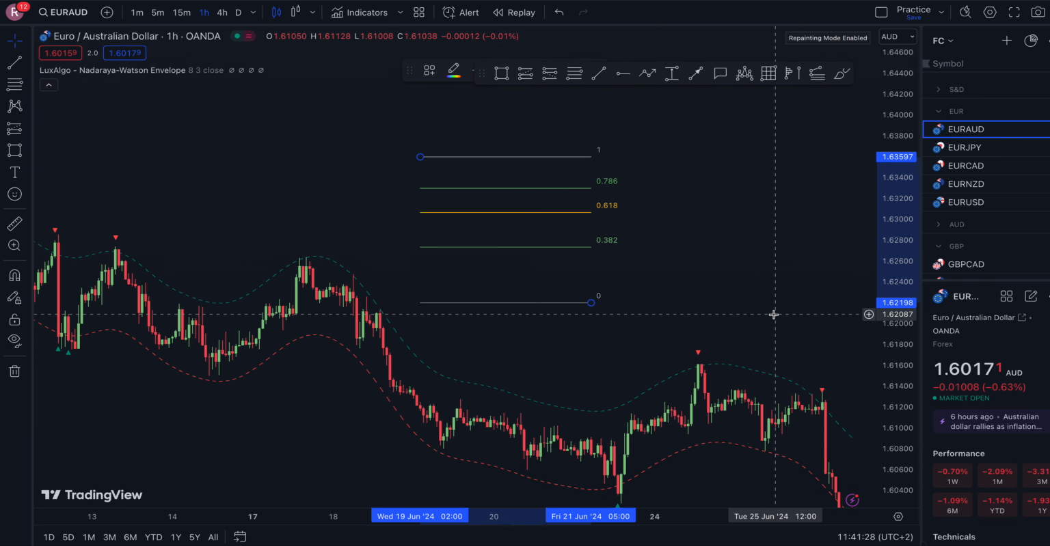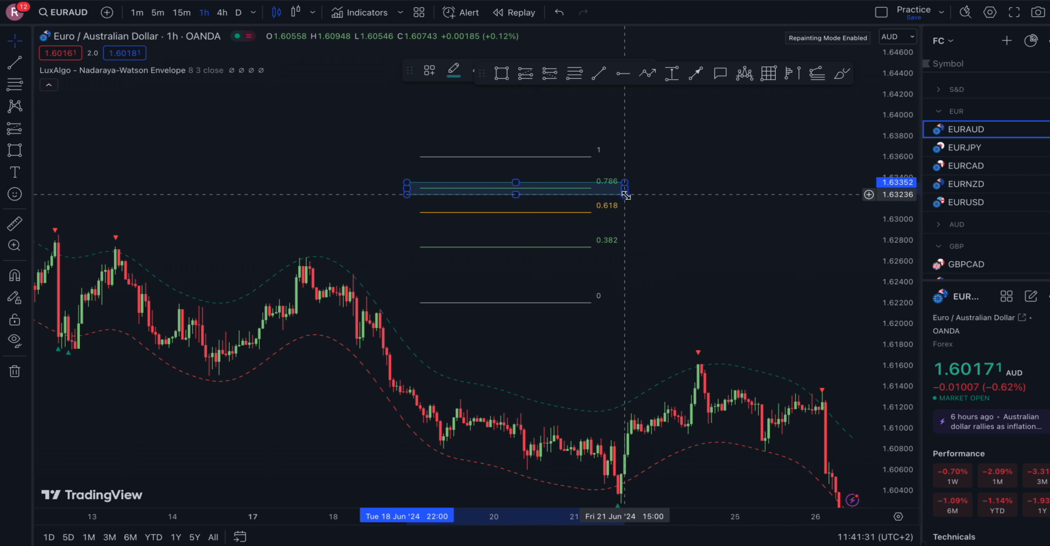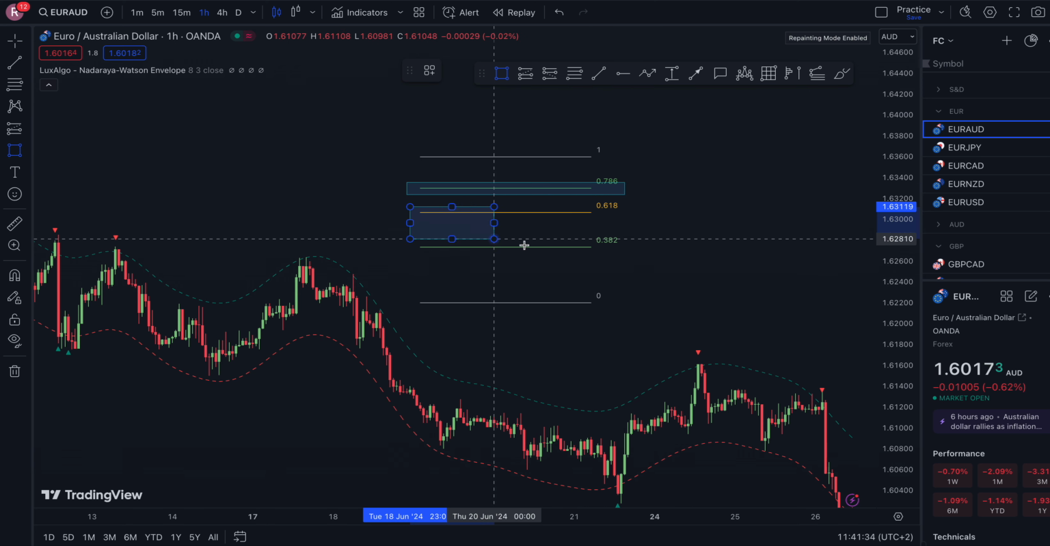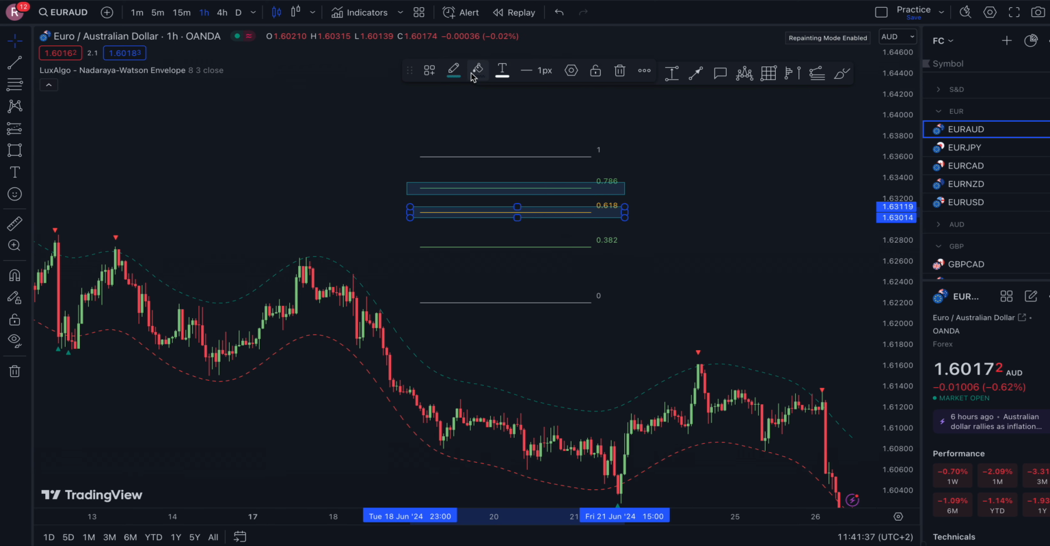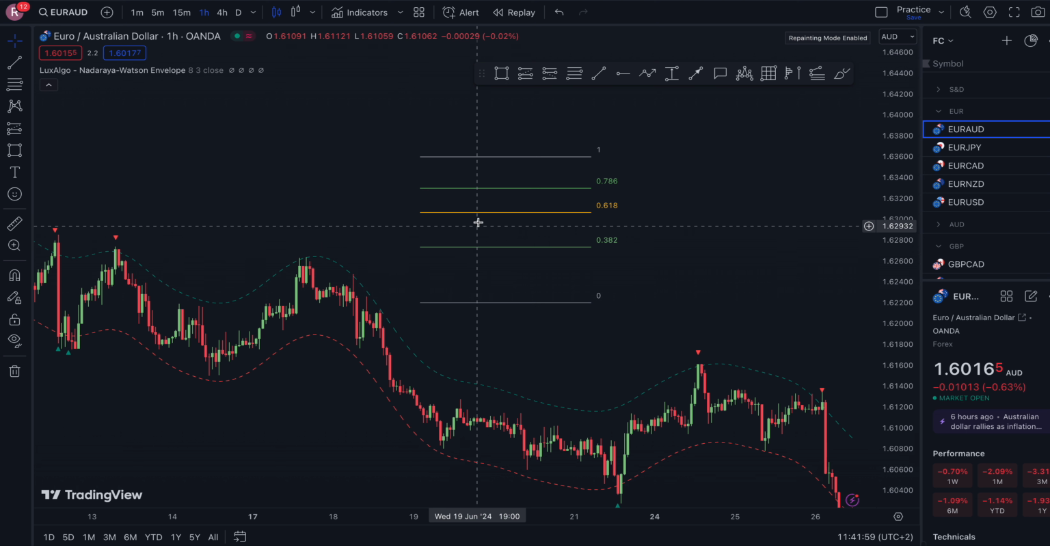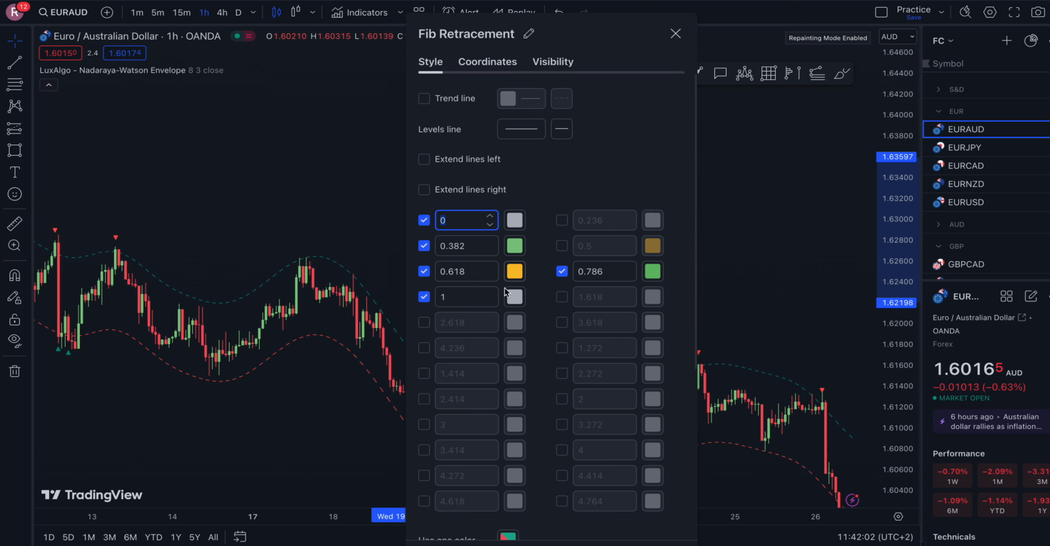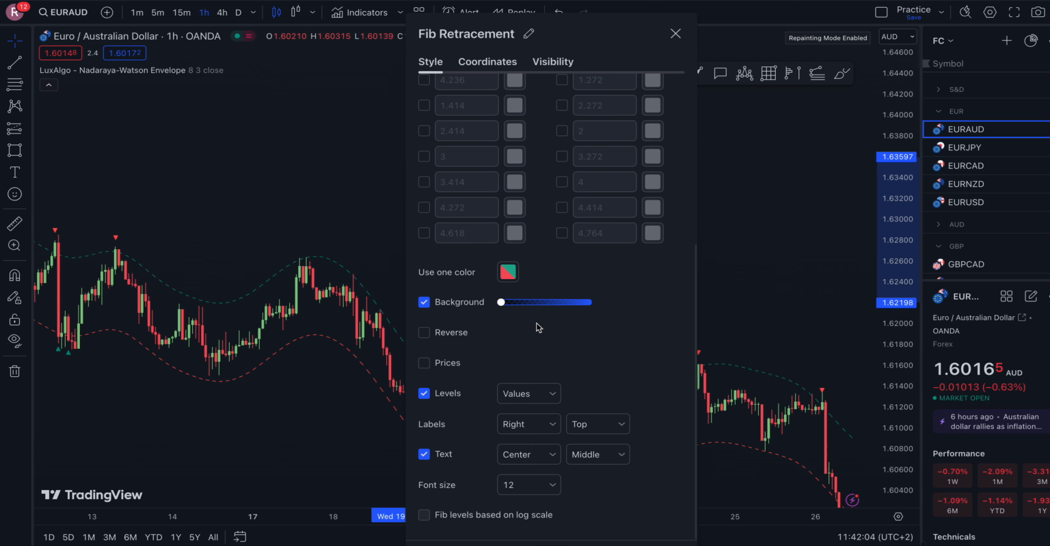So on the Fib tool, we have our 786, our 618, and we have our 382. All right, according to me, these are the best Fib levels. It's different for everyone, but from my personal experience, these are the best levels. So if you want to know the settings of these, these are my settings. You can copy them if you want to. And yeah, cool. So I'll show you guys.